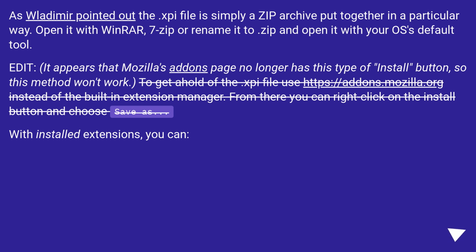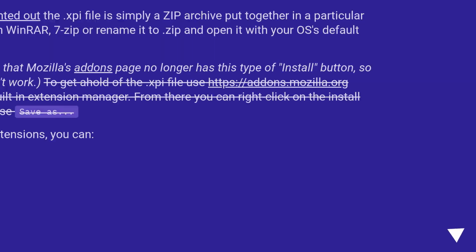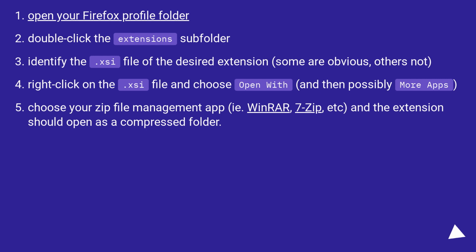With installed extensions, you can open your Firefox profile folder. Double-click the extensions subfolder. Identify the .xpi file of the desired extension. Some are obvious, others not. Right-click on the .xpi file and choose Open with, and then possibly, More apps. Choose your zip file management app, WinRAR, 7-zip, etc., and the extension should open as a compressed folder.